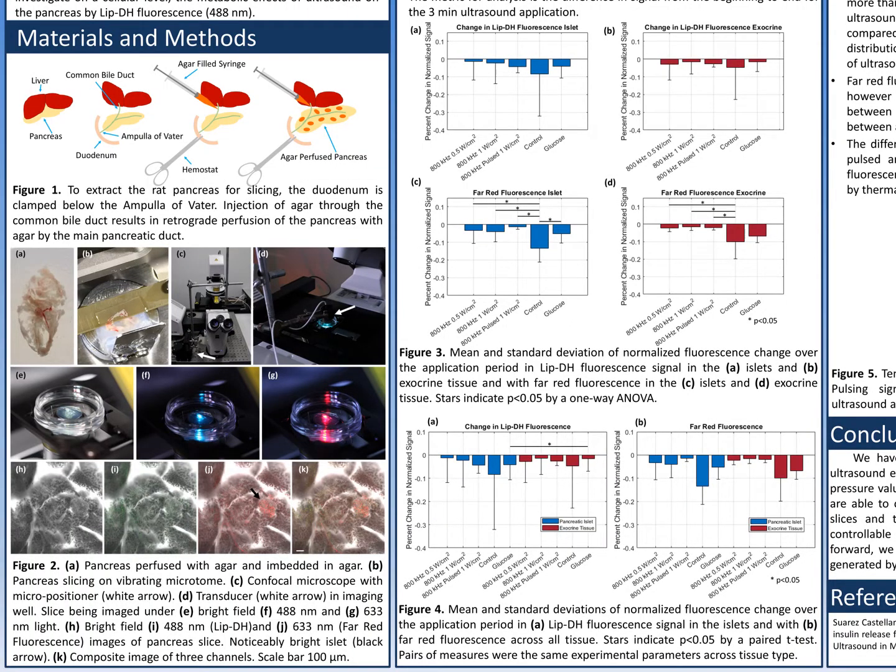So the pancreas needed to be prepared by slicing for these experiments. Figure 1 shows a diagram of how the pancreas is prepared. It needs to be filled with agar to provide stability before being removed from the rat.